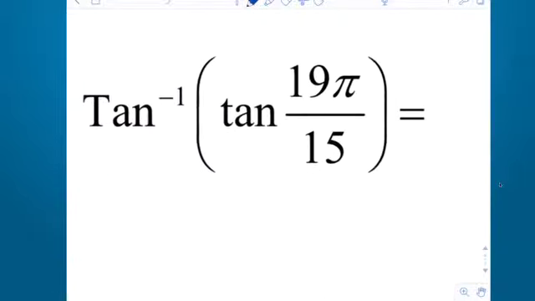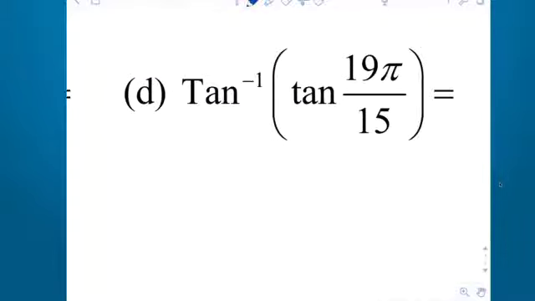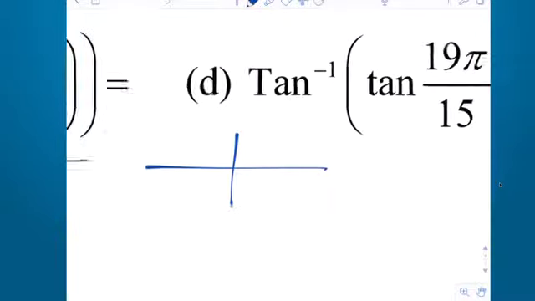All right, letter D, inverse tangent of 19 pi 15. 19 pi 15 is a what, an angle or a ratio? An angle. And it's not an odd pi thirds, or odd pi halves, sorry, so it's a legal angle. But 19 pi 15 is not in the PVR. So, we need to figure out where 19 pi 15 lives.